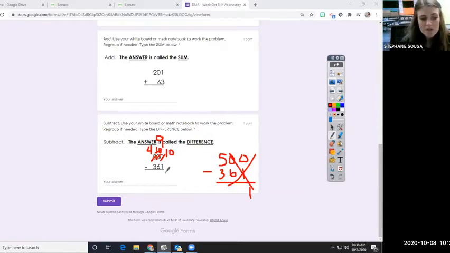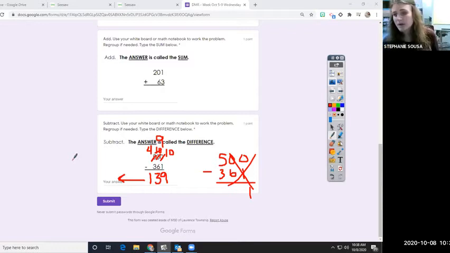So 10 ones subtract 1 is 9 ones. 9 tens subtract 6 tens is 3 tens. 400 subtract 300 is 100. So this is the answer that I would type. No spaces, no smiley faces, no extra information, just the numbers. Questions on that subtraction problem?